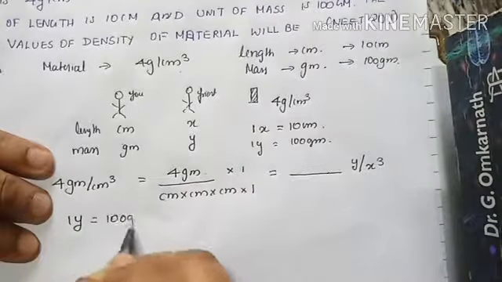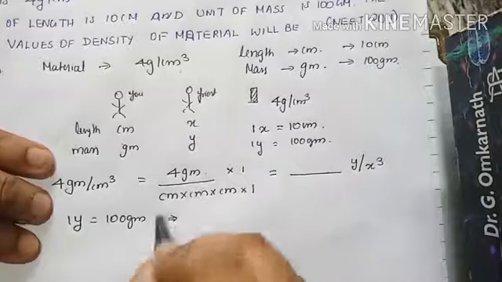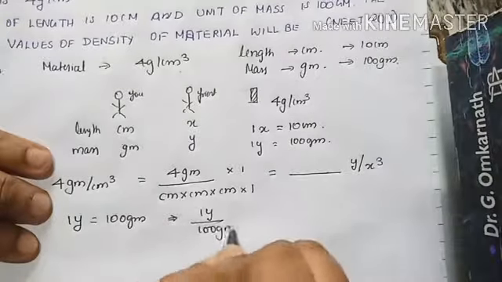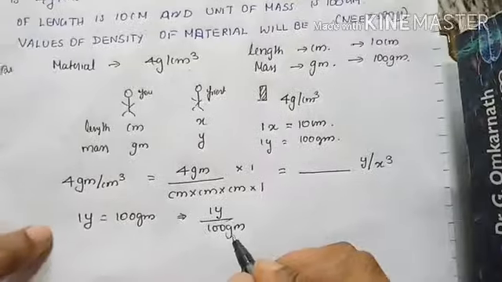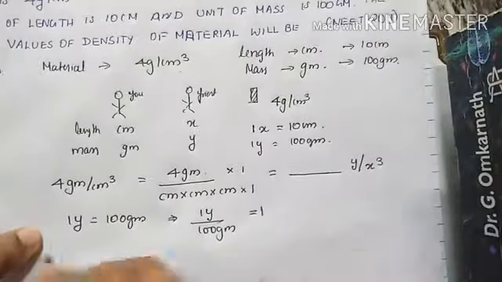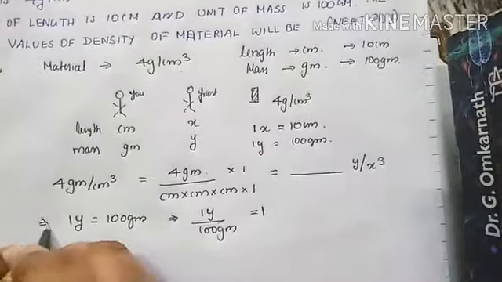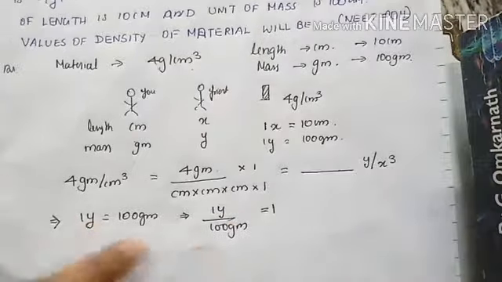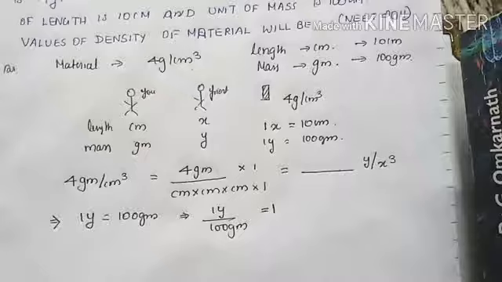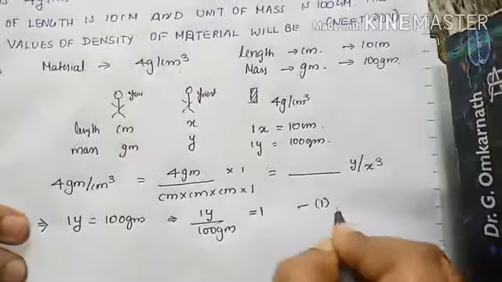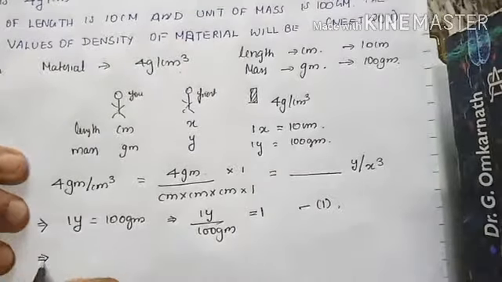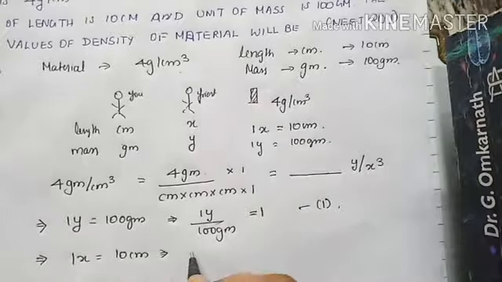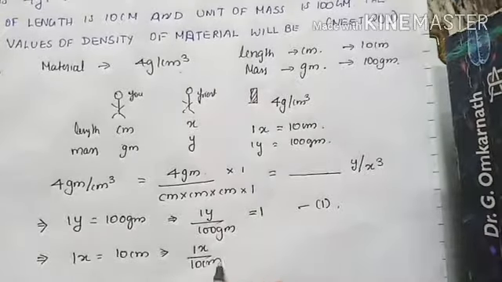100 gram. So gram has to come as the denominator. So what is 1y by 100 gram, guys? 1y divided by 100 gram will be equal to 1. Right? I hope you understood. 1y by 100 gram is 1. Let's keep it as 1. Now similarly, 1x is equal to 10 centimeter. So what is 1x by 10 centimeter? Again it is 1.